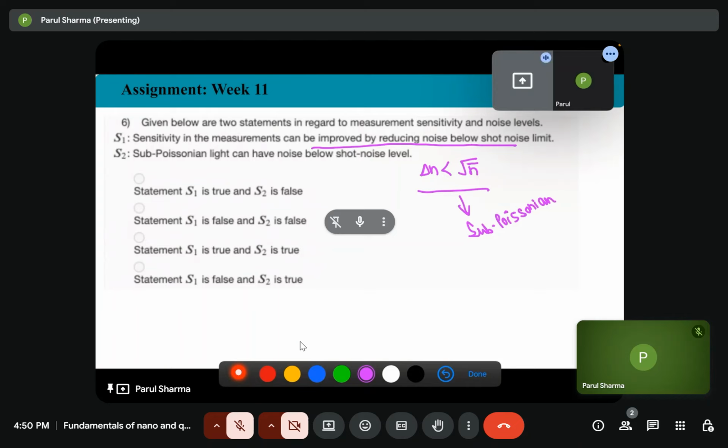So statement subpoissonian light can have noise below short noise limit. Statement S1 is true and statement S2 is true. Both the statements are true.